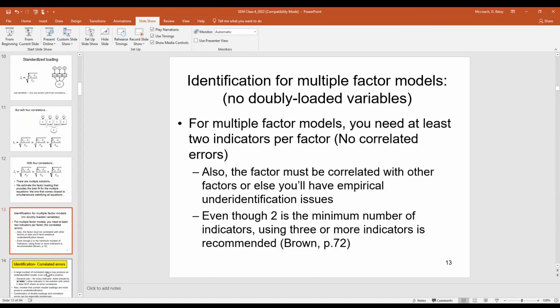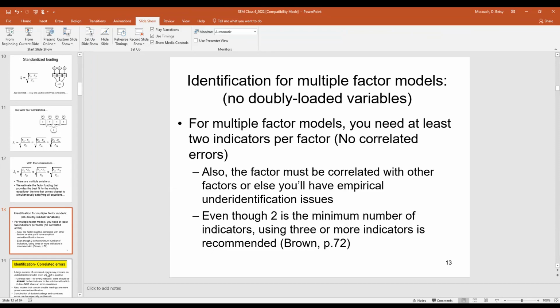And the reason is that, conceptually, you're borrowing information from the other factor. I said with a single factor model, you sort of need 3 legs, these 3 indicators. But with a multiple factor model, if you have 2 indicators, the 3rd leg is actually the correlation with the other factor. So you still have these 3 pieces of information that you can use to identify that factor.